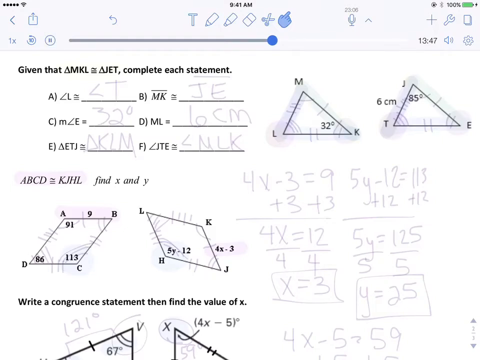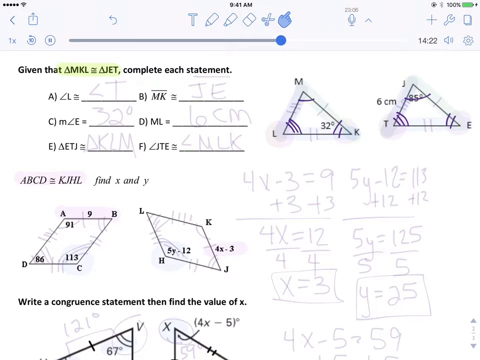So this is where, again, it's really important for us to pay attention to the order in which our congruent statement is written. So MKL is congruent to JET. So again, I can read this statement and I can say M is congruent to J, K is congruent to E, and L is congruent to T. And we know that because of the order in which the congruent statement is written.